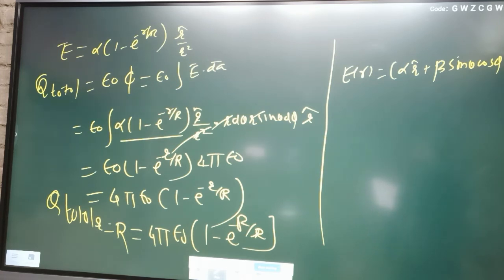Centered at the origin. Electric field E of R is equal to alpha r cap plus beta sin theta cos phi phi cap exists in space. What will be the total charge enclosed in a sphere of unit radius centered at origin?